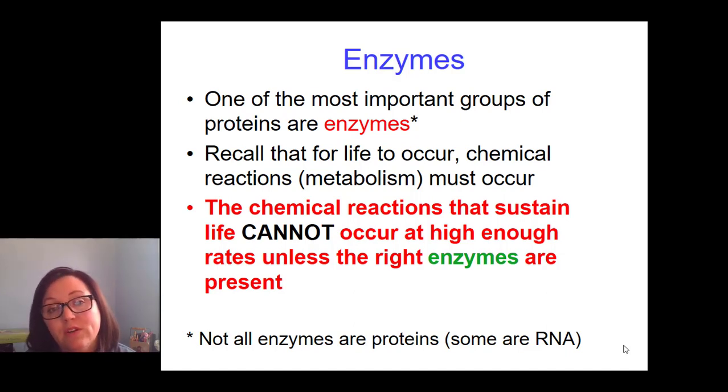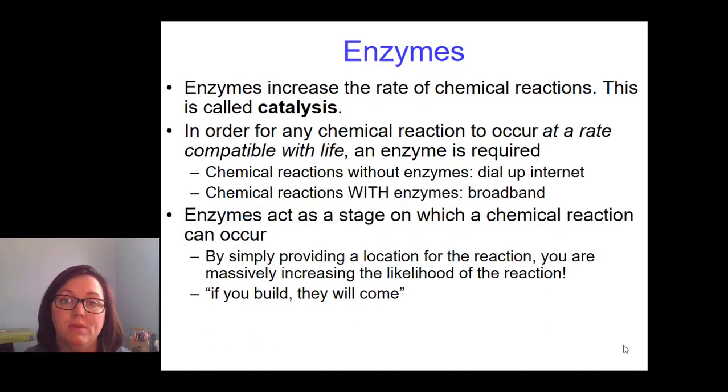The chemical reactions that are needed to sustain life do not occur fast enough to actually sustain life without the presence of enzymes. So all of these chemical reactions that occur in our body, they do occur naturally, but without enzymes, they would happen so slowly that we could not exist. So enzymes are really important in biology. We say that enzymes increase the rate of a chemical reaction, and we call this catalysis. And as I mentioned, in order for any chemical reaction to occur at a rate compatible with life, an enzyme is required.